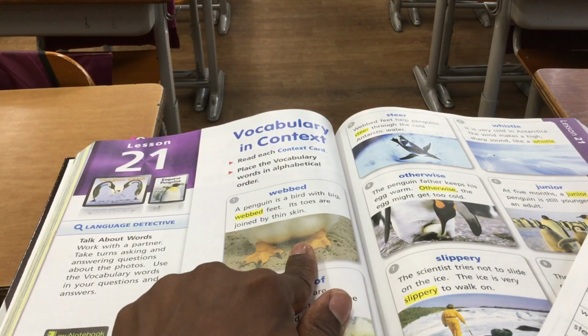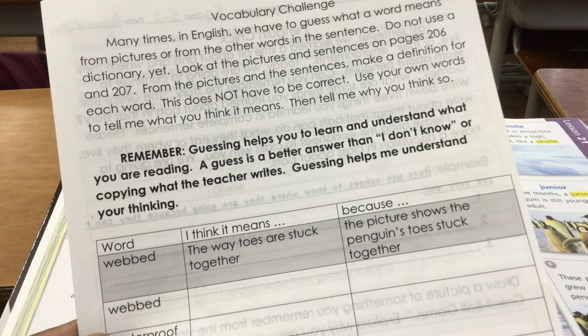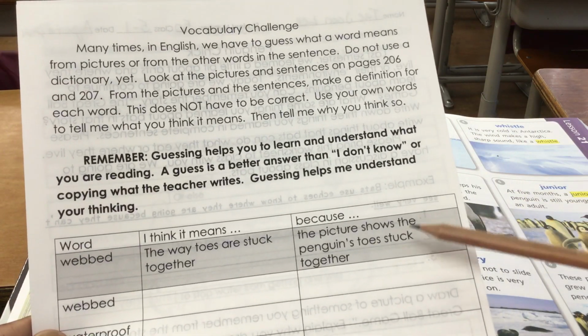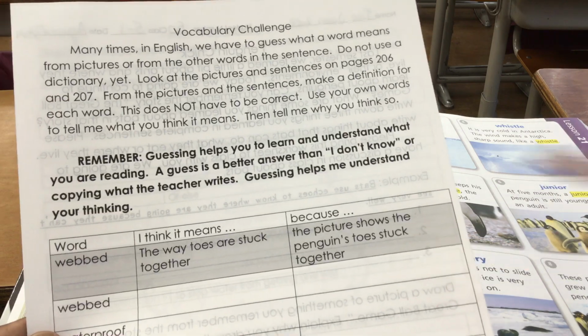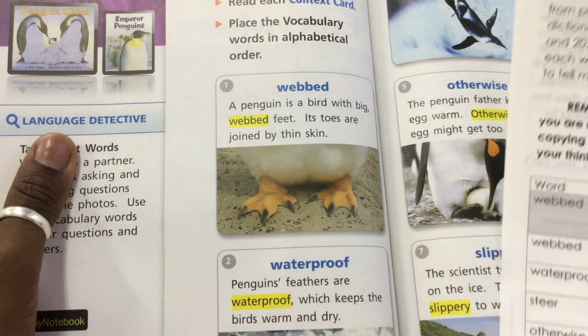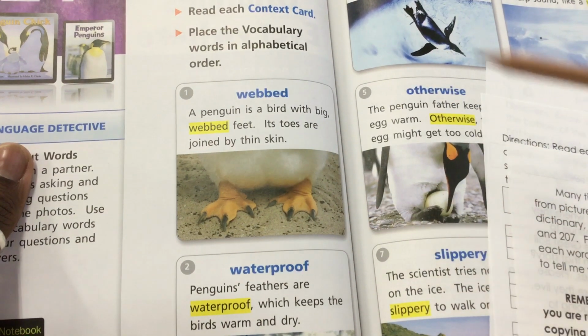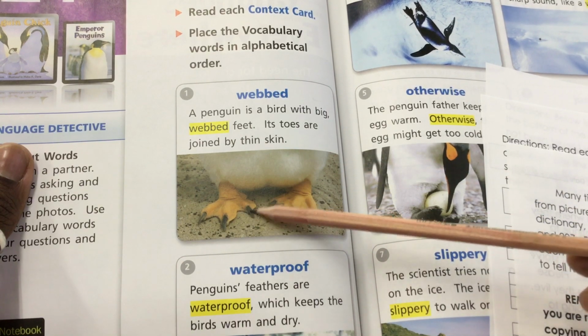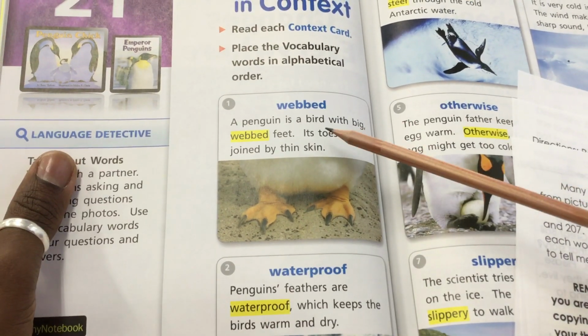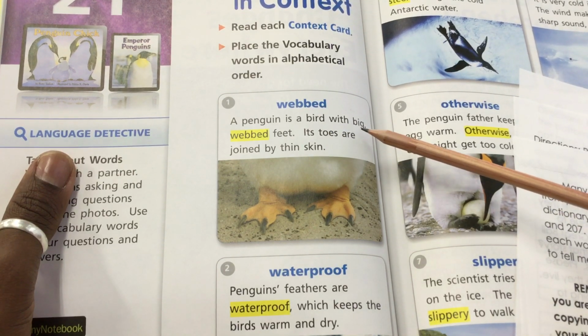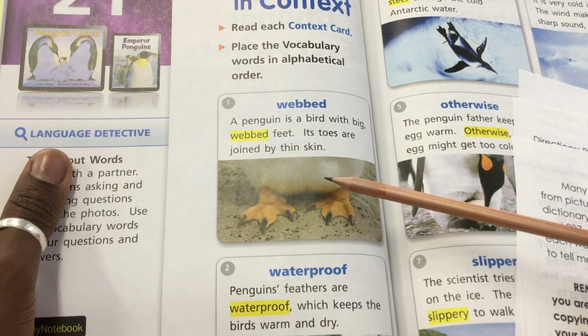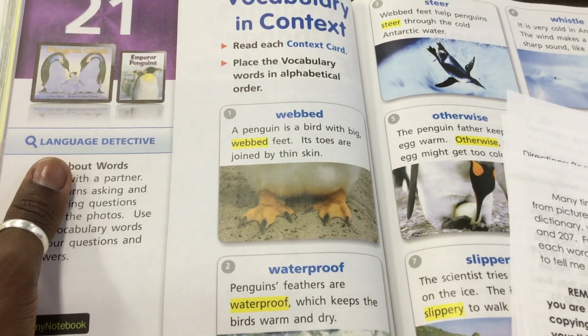Now let's look at the example here for webbed. Okay, that's that picture here. I think it means the way toes are stuck together, because the picture shows the penguin's toes stuck together. So that's an example of what you need to do for this activity. As you can see here, that's the penguin's toes. They are webbed because they are stuck together. What does it say for webbed? It says a penguin is a bird with big webbed feet. Its toes are joined by thin skin. Okay?